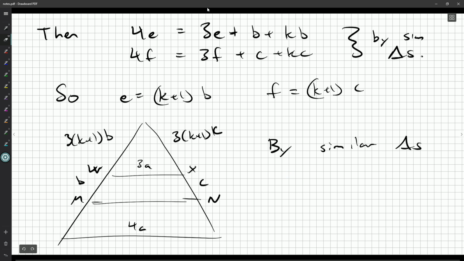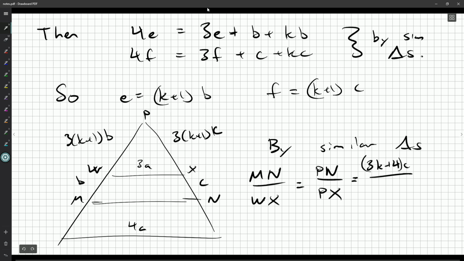MN, we'll put MN on top. MN over WX is the same as PN over PX, which is, so PN would be, add on another C, so it would be 3K plus 4 C's over 3K plus 3 C's. 3K plus 4 over 3K plus 3.